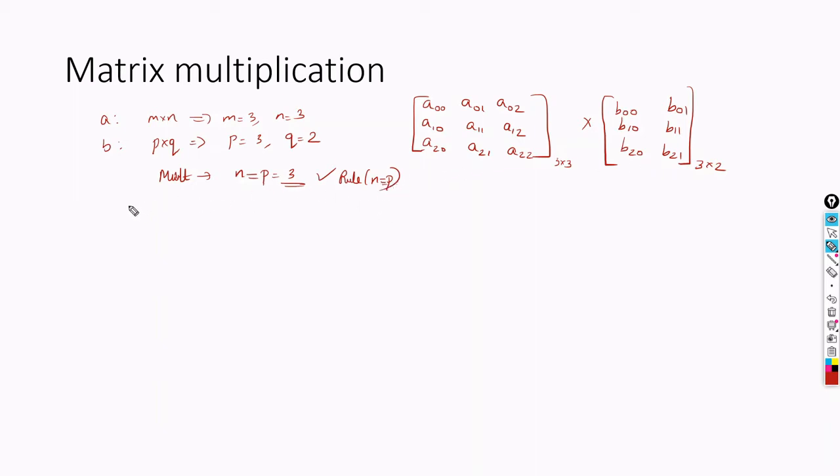And next, what is the order of the resultant matrix? If A, m by n, is multiplied with B, p by q, if n and p are equal, the resultant matrix will be of order m by q. So that is another thing which you should remember. The resultant matrix has the order of m by q. So m rows and q columns for the resultant matrix.